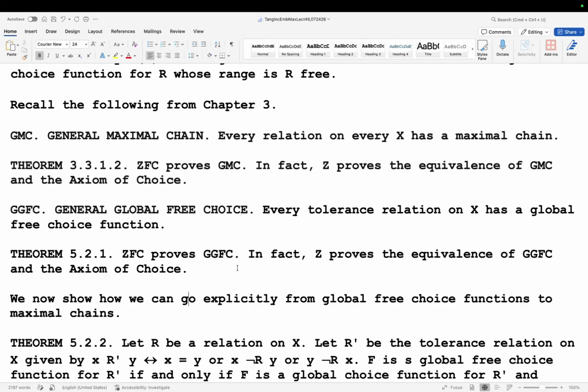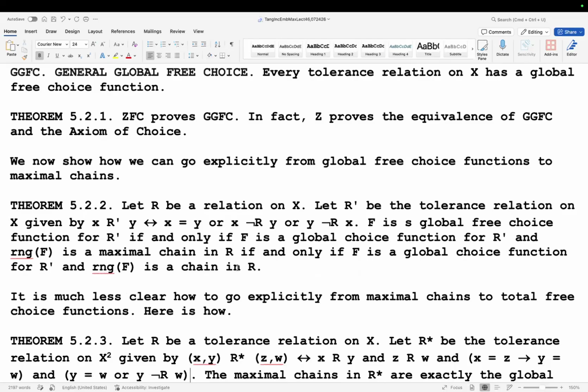All right. Anyways, but we want to get more detailed things because we're going to bring in embeddings. We have to show how we can go explicitly from global free choice functions to maximal chains, and also the other way. So this is the theorem that you can go from a global free choice function to maximal chains. If you want to get a maximal chain, so let R be a relation on X. We want to get a maximal chain. We go to R prime, which is a tolerance relation obtained by modifying R. And then the global free choice functions for R prime are exactly the global choice functions. F is a global free choice function for R prime if and only if F is a global choice function, and the range of F is a maximal chain in R, if and only if F is a global choice function and the range of F is a chain.